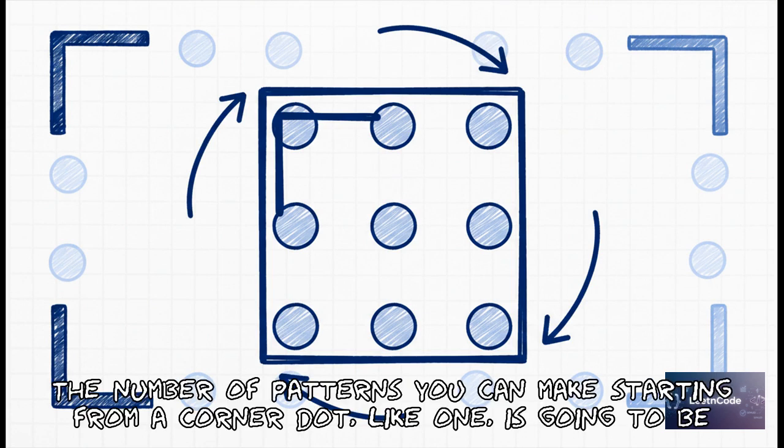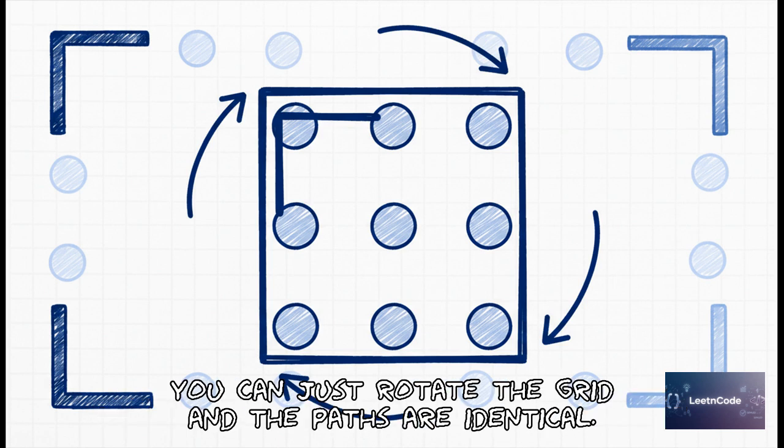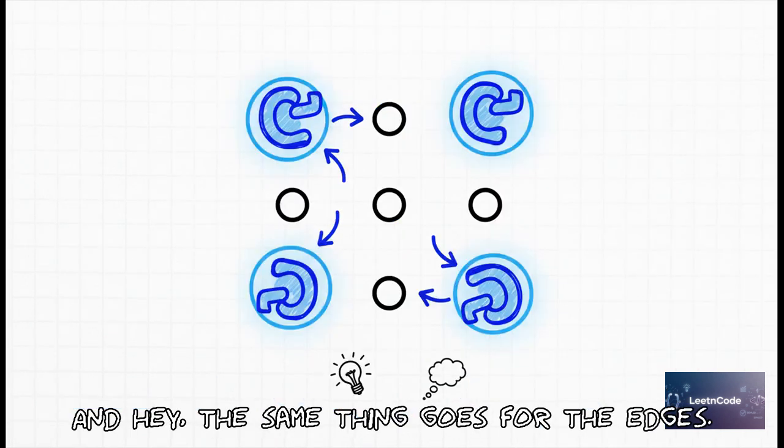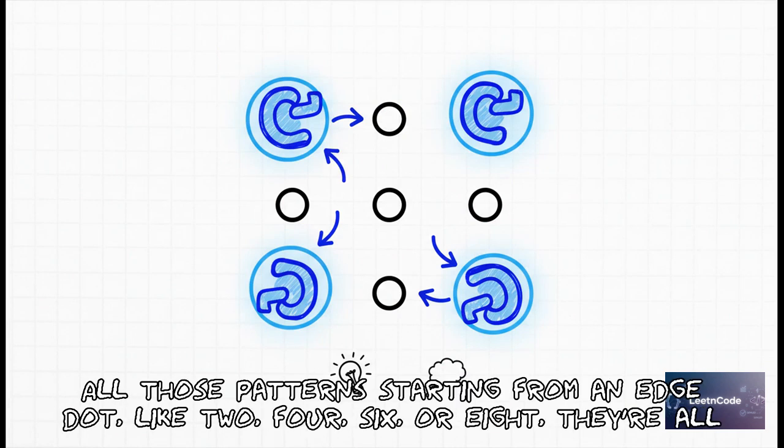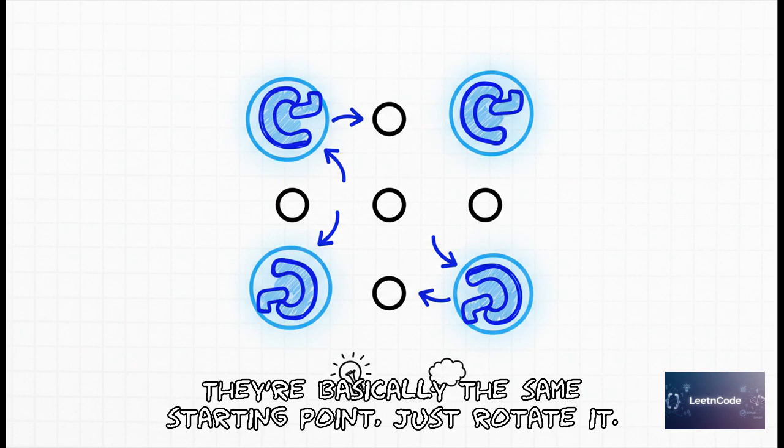The number of patterns you can make starting from a corner dot like 1 is going to be exactly the same as starting from any other corner, like 3, 7, or 9. You can just rotate the grid and the paths are identical. And hey, the same thing goes for the edges. All those patterns starting from an edge dot, like 2, 4, 6, or 8, they're all symmetrical too. They're basically the same starting point, just rotated.